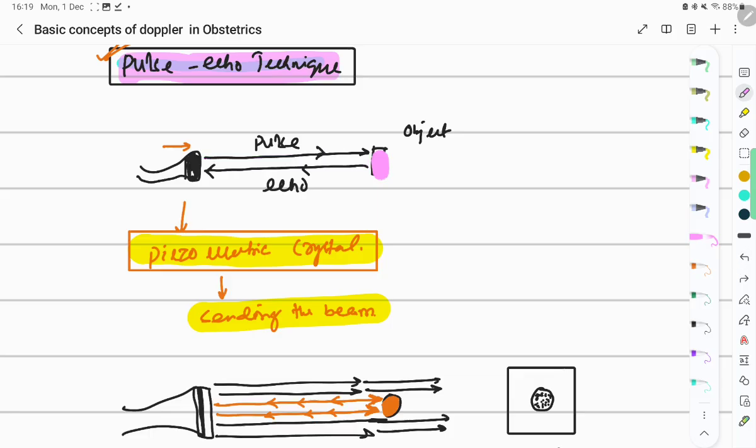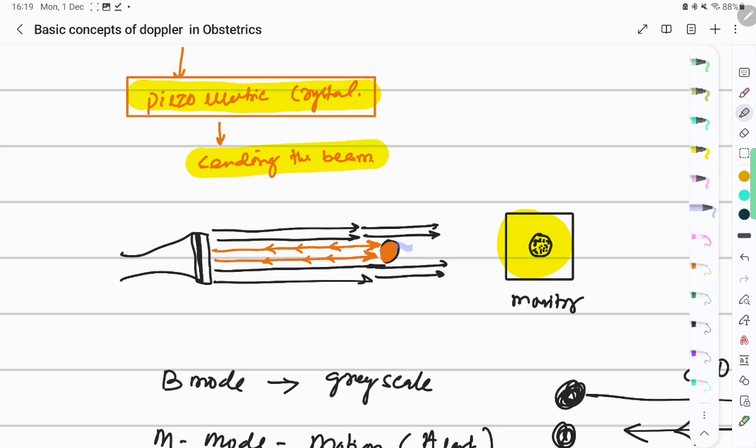Now the sound wave gets reflected from that object. It hits the object and gets reflected back to the probe. Then we get an image on the monitor. Suppose this is the image, a small image.